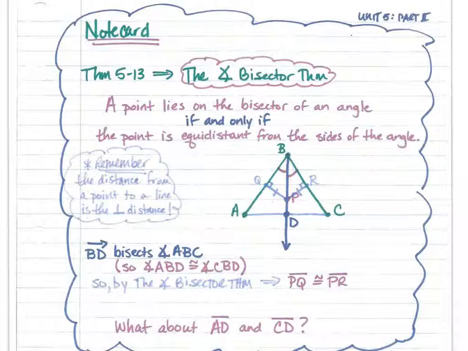The perpendicular distance. So if we're told that ray BD bisects angle ABC, that means that angle ABD is congruent to angle CBD by definition of an angle bisector. So the angle bisector theorem would then tell us we can make the statement that segment PQ is congruent to segment PR.